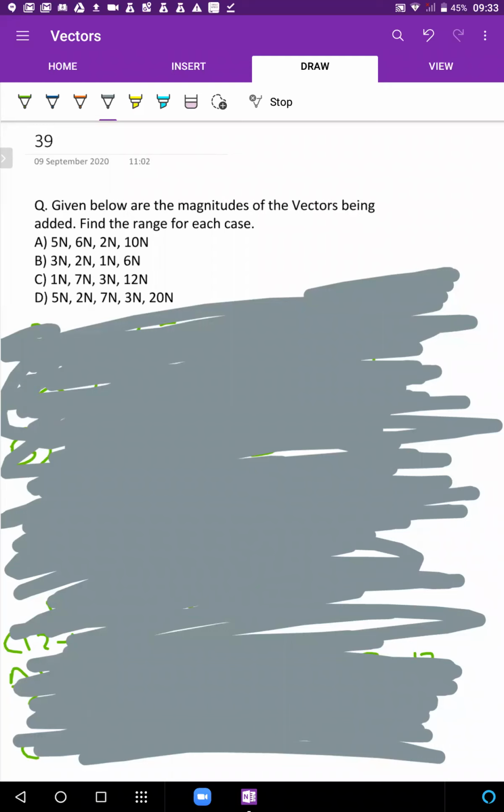वेक्टर का मैग्नीट्यूड यार कभी जीरो से कम नहीं होगा. If you are getting negative magnitude, you are taking some wrong case. ठीक है, वेक्टर का मैग्नीट्यूड कभी जीरो से कम नहीं होगा. 1 to 22 for the first one is wrong.